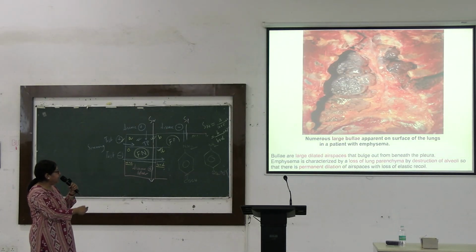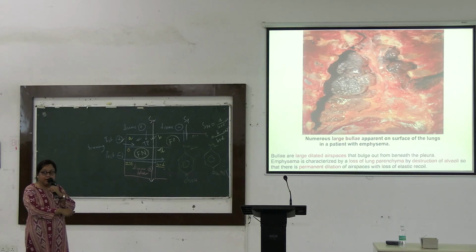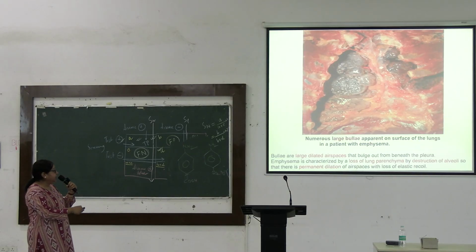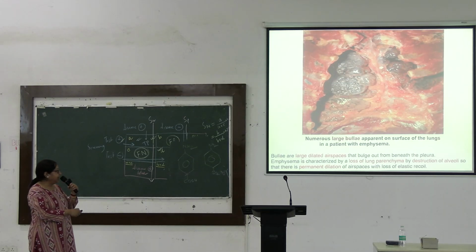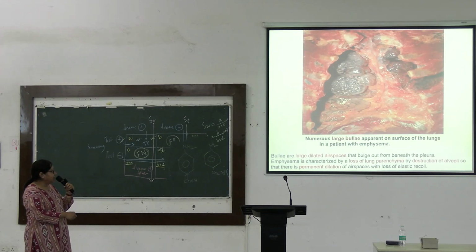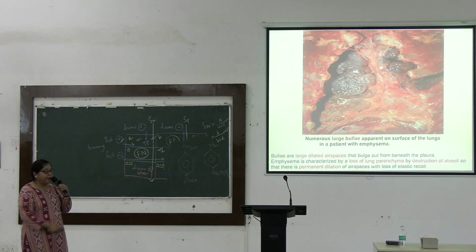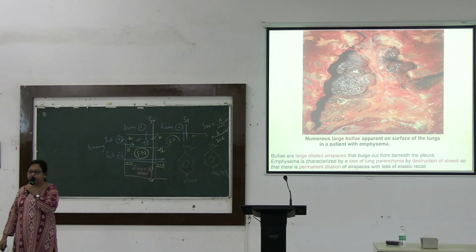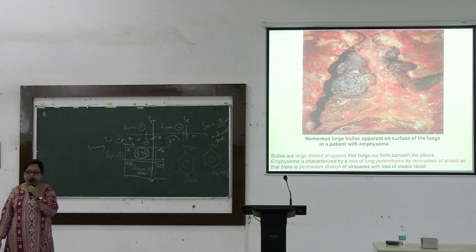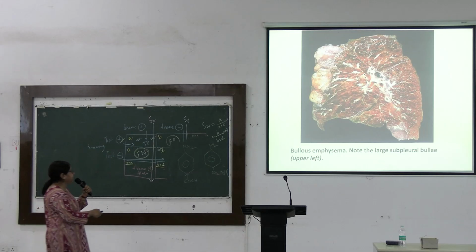So this is an image where you can see these are bulla in the lung. It is on the surface of a patient with emphysema. See the large dilated air spaces. So there is loss of lung parenchyma and destruction of alveoli. These are the two main features of emphysema.